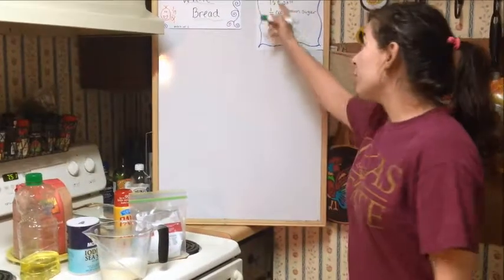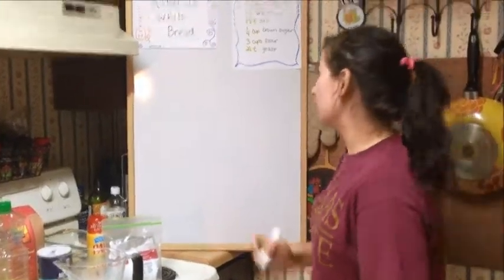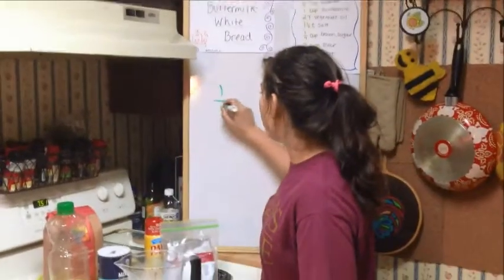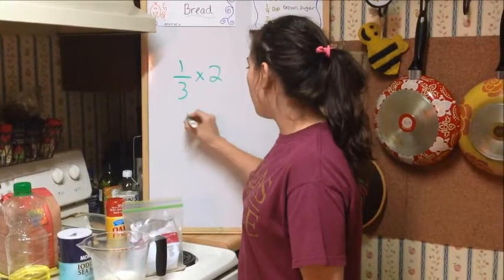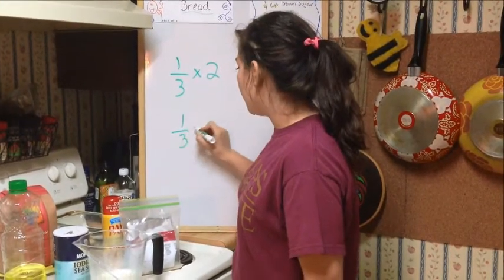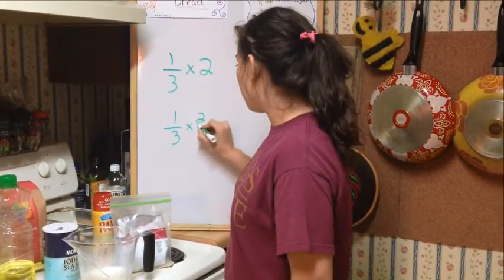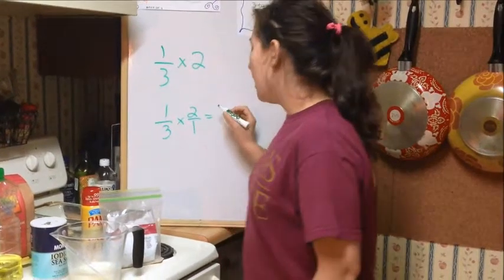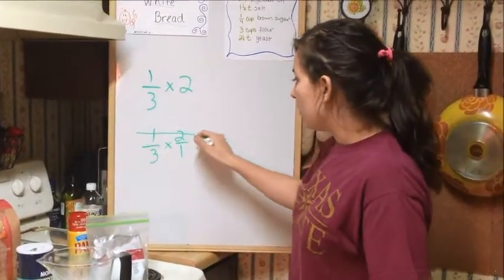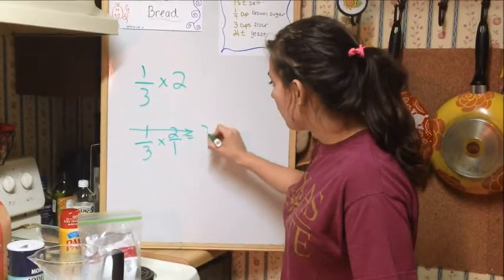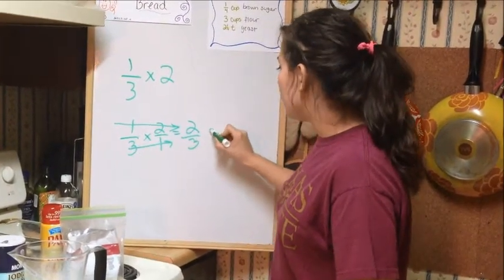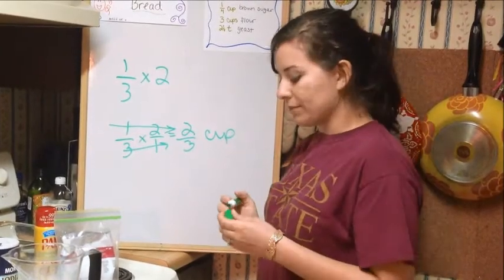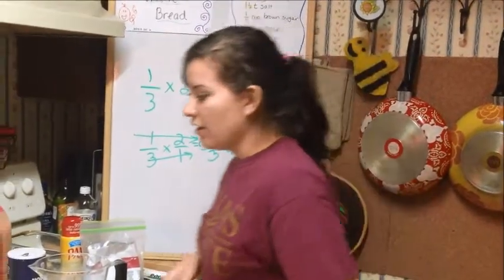So first we're going to start with the 1/3 cup of water. If we're going to double it, we're going to multiply it times 2, so 1/3 times 2. Or if it helps you understand it better with the fractions, you can write 2/1. And as we know, you just multiply the numerators and then the denominators. So we need 2/3 cup of water. So I'm going to go ahead and get my 1/3 cup, and I'm going to get 2/3 cup.